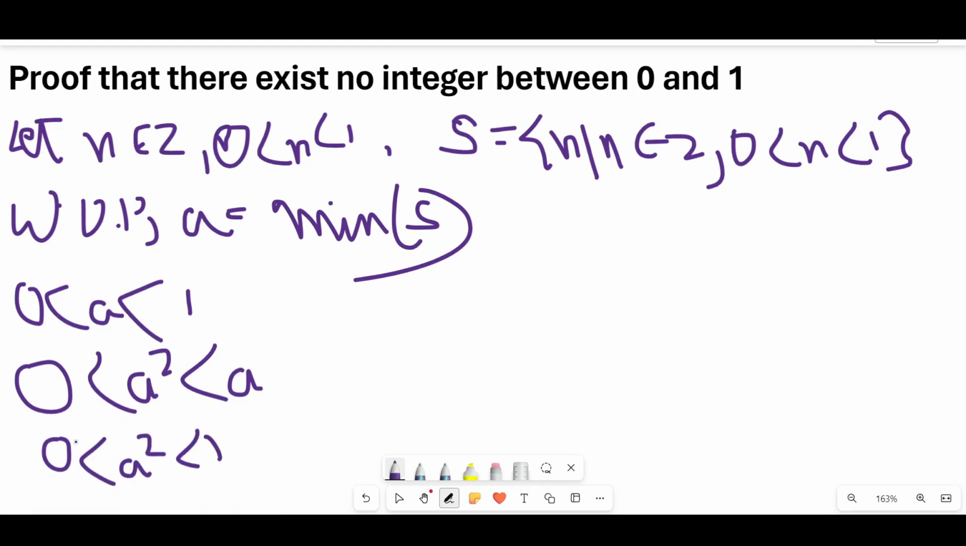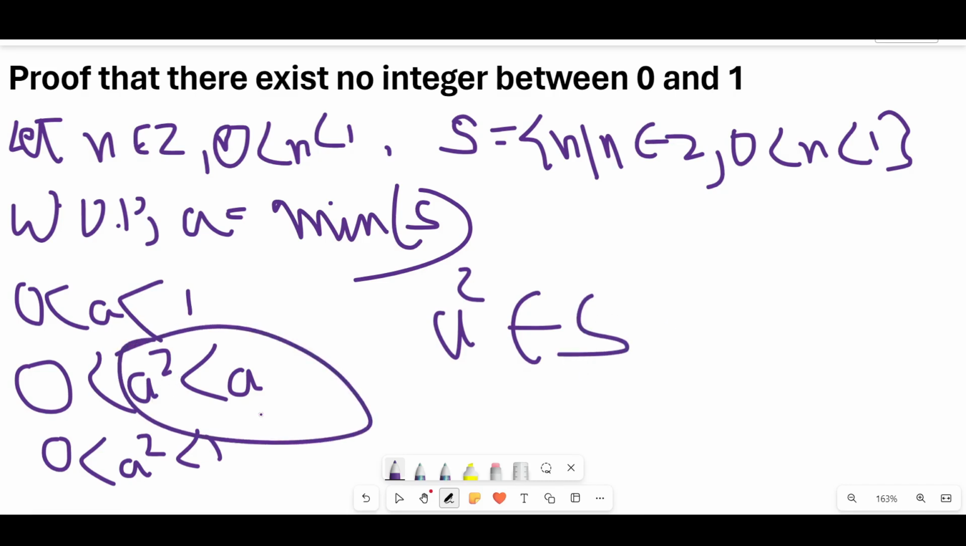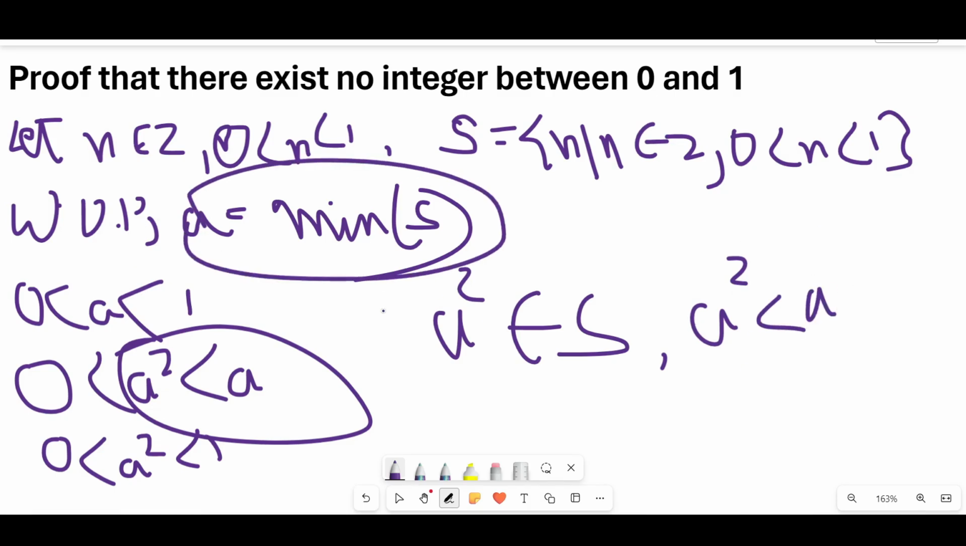Since A square also lies between 0 and 1, and since A was an integer, A square also has to be an integer. And hence, A square being an integer lies between 0 and 1. A square also belongs to S. But here we see that A square is less than A. So this contradicts the fact that A is the smallest element of S. So our assumption was incorrect, and hence this proves that there exists no integer between 0 and 1.